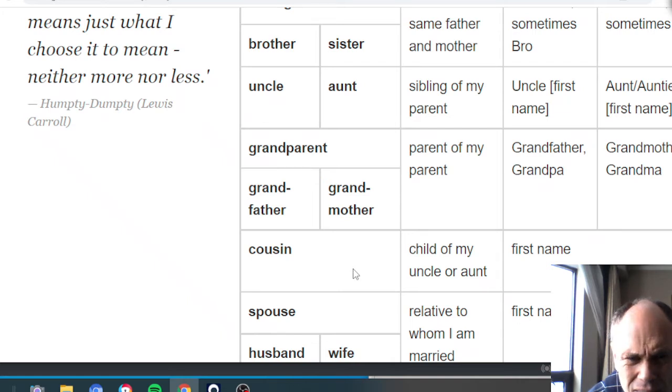Okay? Next we have cousin. And you notice that cousin is the same whether male or female. Cousin refers to the child of your uncle or your aunt. That is how they're related to you. They're your cousin. And most people would choose to use their name. You don't say my cousin unless you're talking to someone else and you say this is my cousin.